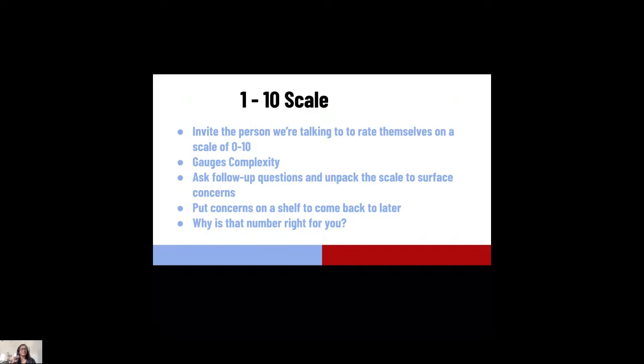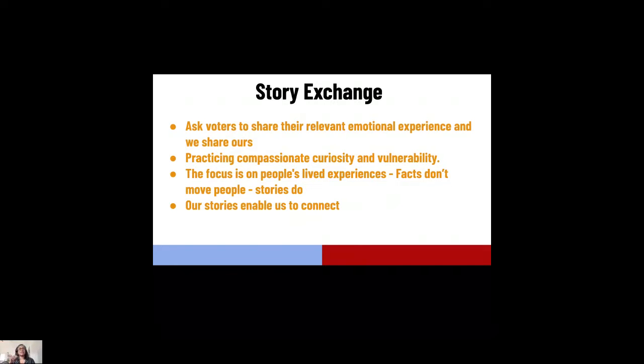The next section is our story exchange. Now, this is probably the heart of your deep canvas conversation. This is where you're going to spend the bulk of your time. This is where we ask voters to share their relevant emotional experiences on a particular topic, and we actually get to share ours. And not only do we share, but we paint a picture, right? We want to give them everything about that experience so that they're right in that experience with us. They're reliving it with us.